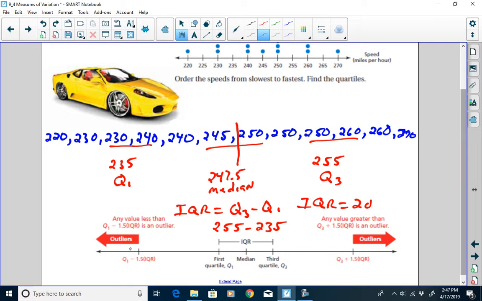Now, there's also down here a way that we can determine outliers, and that's what we're going to do on our next page. But just remember, if we're looking for the interquartile range, first I have to split my data in half. I find the median. Then I find the median of the lower half of the data. That's called my Q1 or lower quartile. I find the median of the upper half of data. That's called my Q3 or upper quartile. My interquartile range is the difference between my lower quartile and upper quartile, and that's where we get the 20 from.